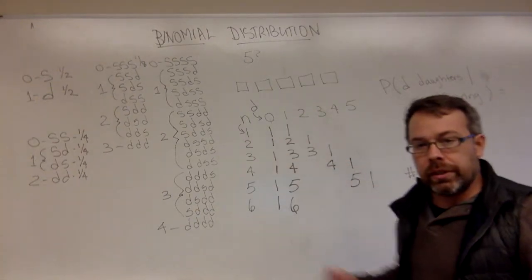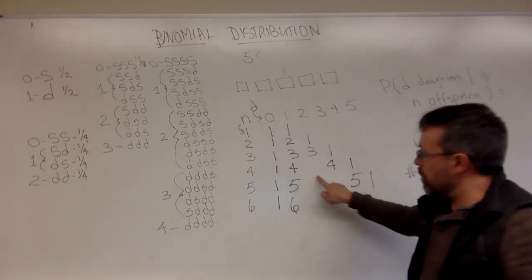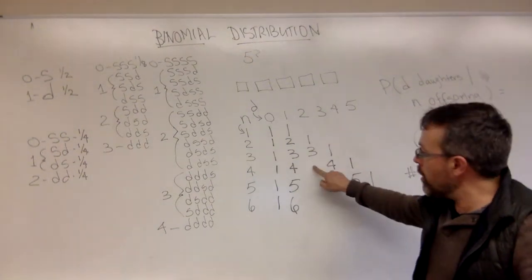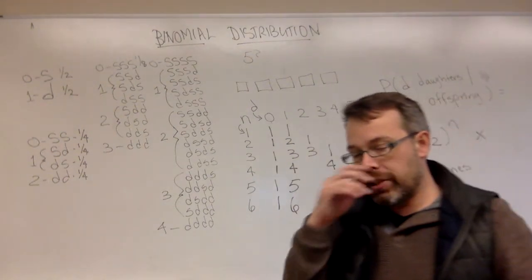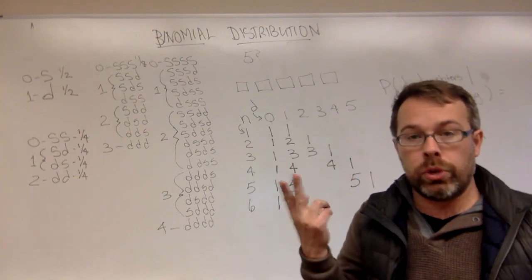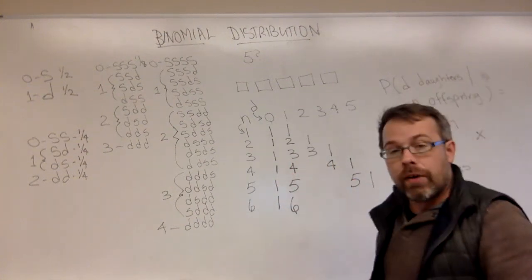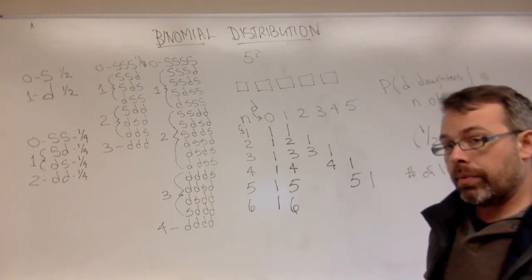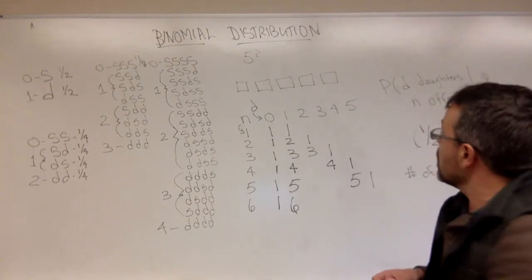Okay, so we're starting to fill this out, but we still have some missing bits here. If you have 4 offspring, how many different ways are there to get 2 daughters? Or if there are 5 offspring, how many ways are there to get 2 daughters?